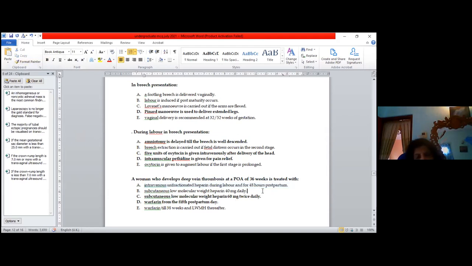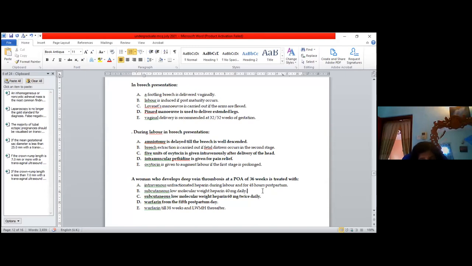Now, subcutaneous low molecular weight heparin 40 milligrams daily is the prophylactic dose. But since she has developed a deep vein thrombosis, subcutaneous low molecular weight heparin 60 milligrams twice daily, the therapeutic dose, has to be commenced. Then 5 days after postpartum, you can turn on to warfarin. Then you will stop low molecular weight heparin.